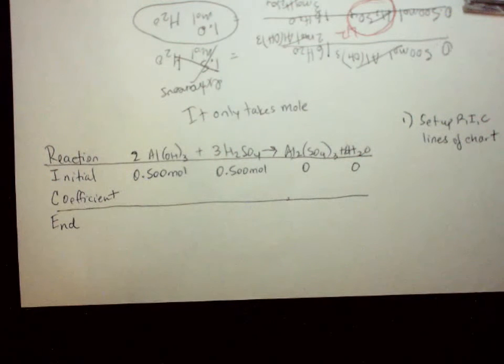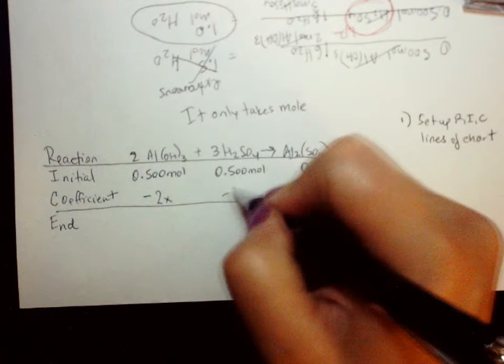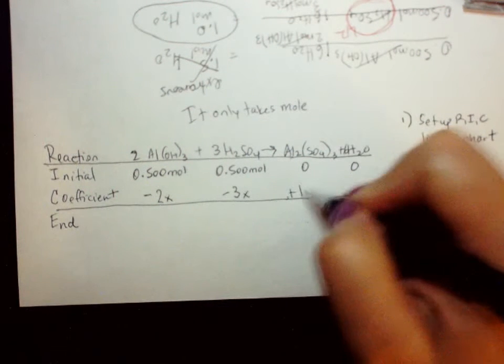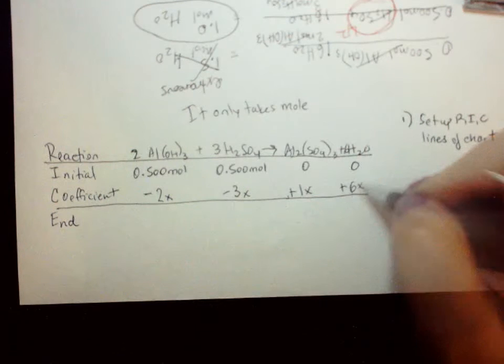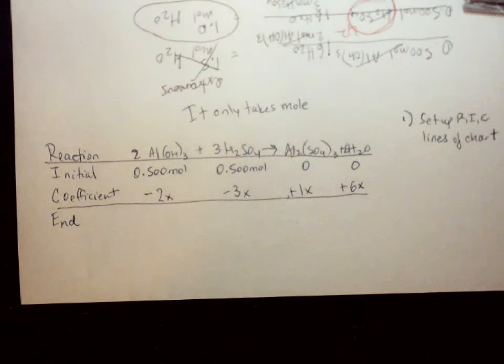All right. Now, watch what I do with the coefficient line. I'm going to put some variables in here. Why am I subtracting on the left? Because they go away. Why am I adding on the right? Because they come to you, right? Reactants disappear as the reaction occurs. Products form. Did I finish filling out my R, my I, my C lines? Okay, my table's ready to go.